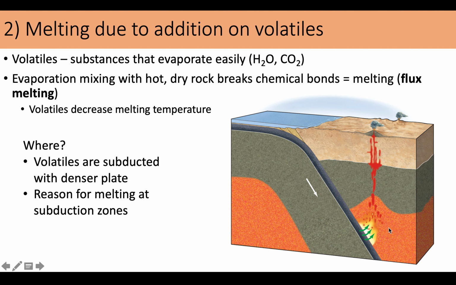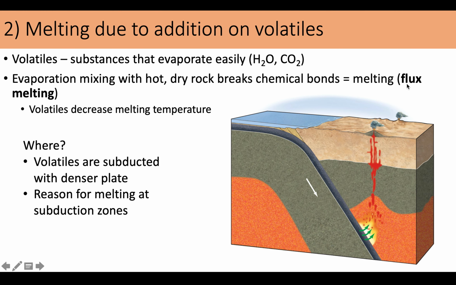So what's happening here is the evaporation of these substances actually decreases the melting temperature of the surrounding rock. So this is what happens at a subduction zone. So as we have our oceanic plate here subducting underneath our continental crust, this oceanic plate is going to get to a point where it is so hot that the volatile material within it is actually going to immediately evaporate. That evaporation is what causes the melt that we talked about when we talked about plate tectonics.